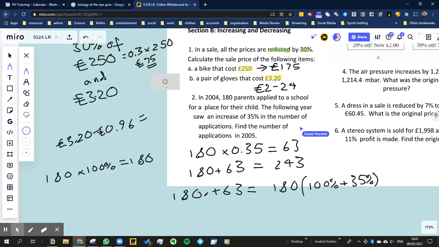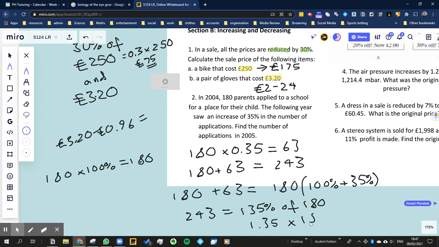So actually this new answer, 243, is equal to not just 100% plus 35, but basically 135% of 180. So a quicker way of doing this is, rather than at the beginning you did 0.35 times that, then you added that to that, you can just straight away with one sum just go 1.35 times 180.